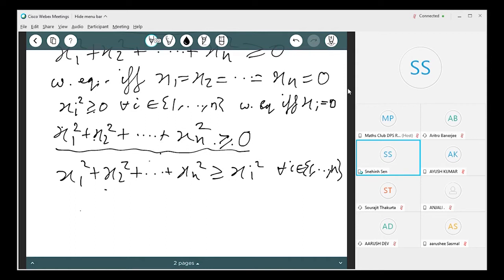Basically, you're adding this xi square factor on both sides, keeping all other things greater than or equal to 0, which follows from our inequality which we just proved right now.